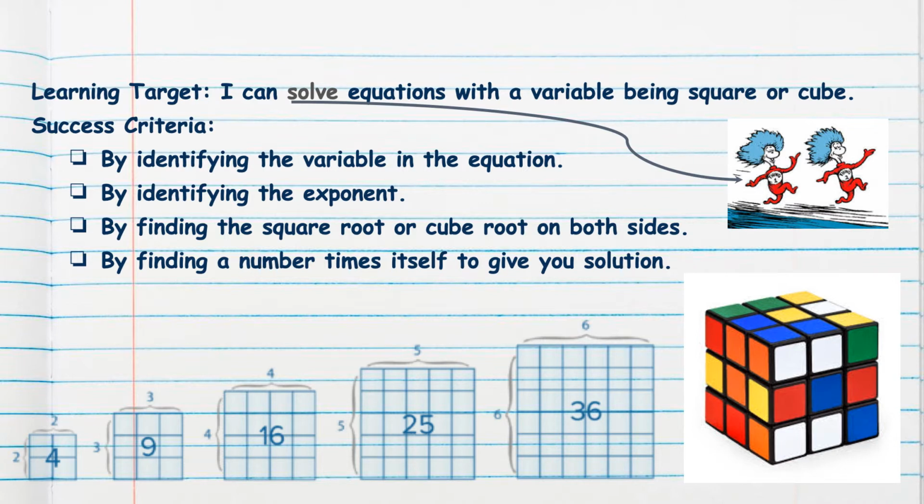The first square is a 2 by 2, which gives us the area of 4. Then we have a 3 by 3 square, which gives us an area of 9. A 4 by 4 square, which gives us the area of 16, and so on. Then the last image, that looks different. Did you notice that was a 3D?